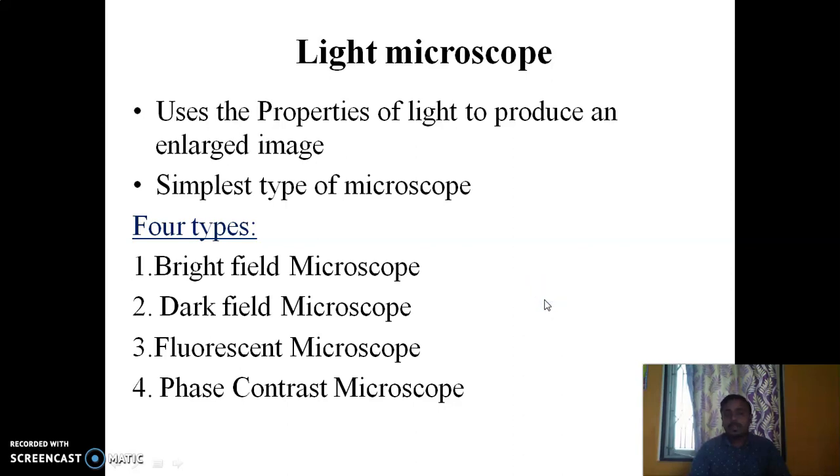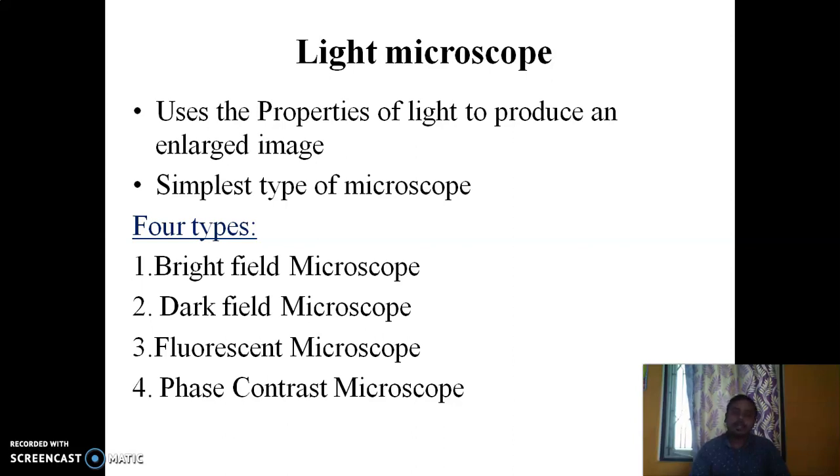In the previous video, we have seen the basic definition of a microscope and the different characters and parts of a microscope. In this particular video, we are going to see the types of microscope, that is light microscope and electron microscope, and the different subdivisions that come under this light and electron microscope.